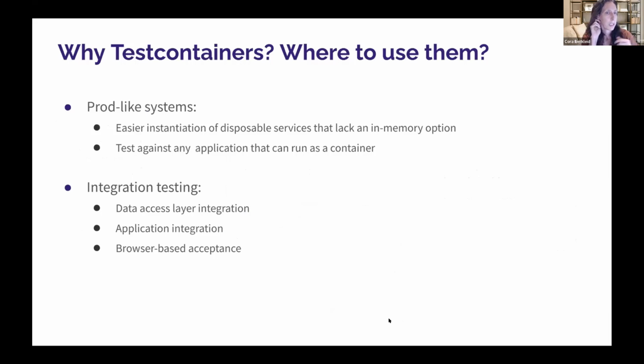So where would you use these, and why would you use these? The point of using a test container versus an in-memory option is that the test container has the potential of giving you a much greater affinity to a production-like system. If you're working with HSQL or H2 and you're working with Postgres in production, there's going to be a bigger gap between those than if you actually use a Postgres container running on Docker on your machine to test against. And then you can test against any application that can run as a container. So you're not working within the limitations I mentioned, of what's supported by your framework or what has an in-memory option versus not, et cetera.